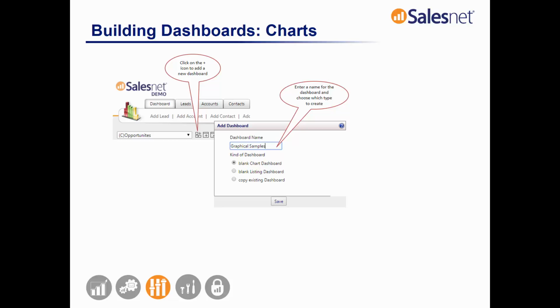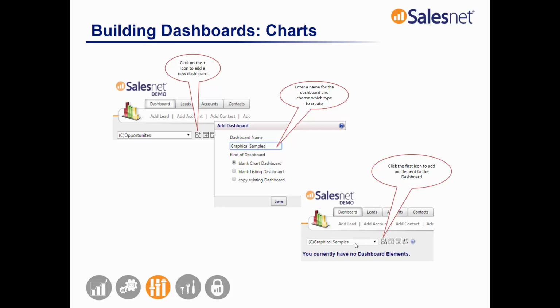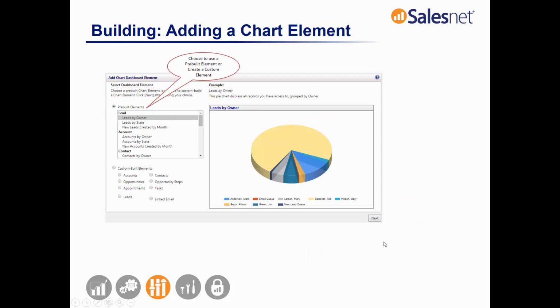In our first walkthrough, we're going to build a chart dashboard, and as soon as we save that, the chart dashboard page is displayed back to us. We're notified that there's no elements there, and we're ready to add our first element. So we simply click on that first icon, and then we get to pick which chart element we want to put on the page.